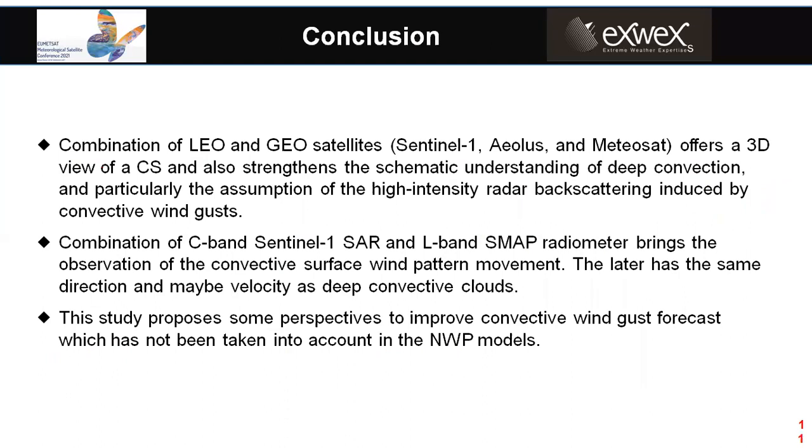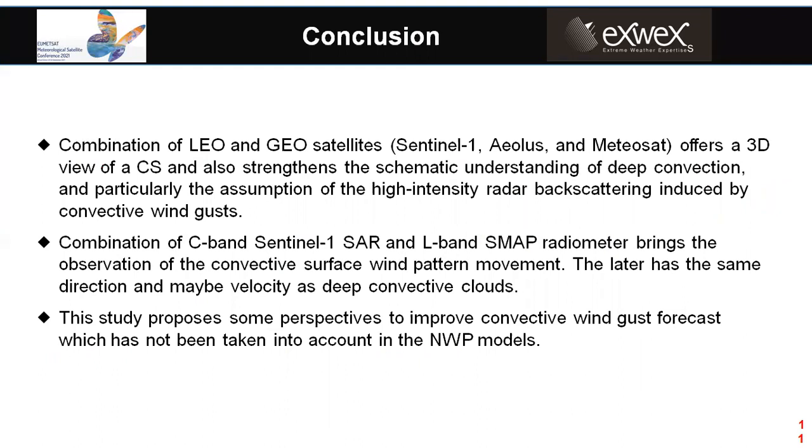So in conclusion, the combination of LEO and GEO satellites, which means Sentinel-1, ALUS, and METEOSAT, offers a 3D view of convective systems and also strengthens the semantic understanding of deep convection, and particularly the assumption of the high intensity radar backscattering induced by convective winds.